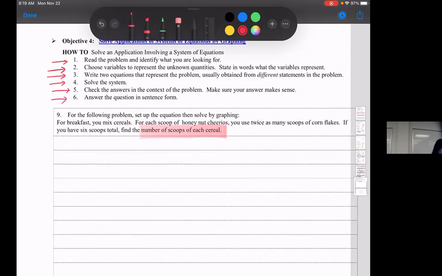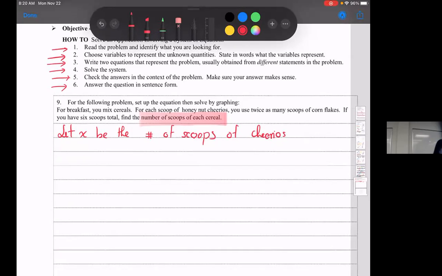So I'm gonna say let X be the number of scoops of honey nut Cheerios. Let Y be the number of scoops of cornflakes.